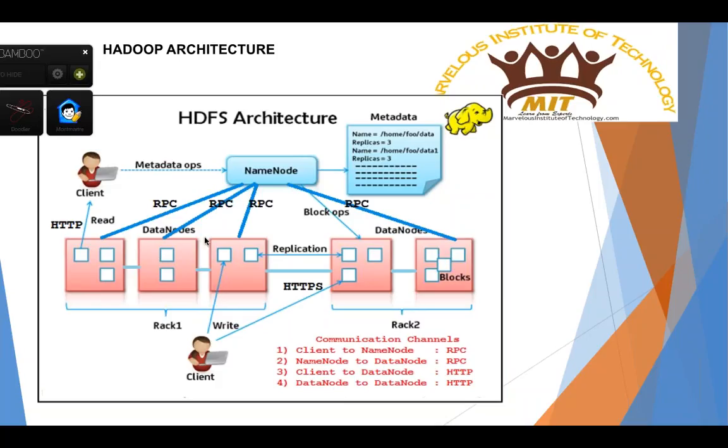Ravi, here one question. Yeah, go ahead, Rama. Do you have any specific channel between client and name node, like RPC or HTTP? Client and name node is RPC. That is also RPC? Yes, also RPC. So, okay, two RPCs and one HTTP. Yes. Next one.